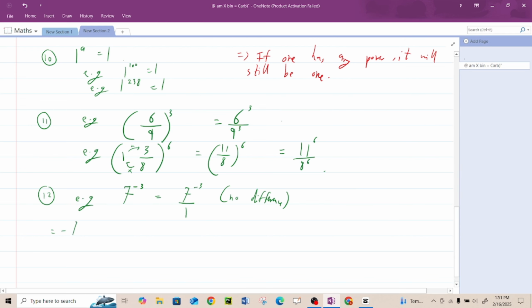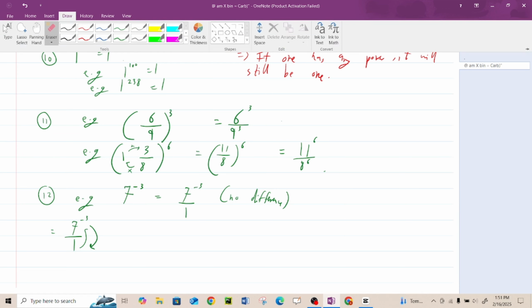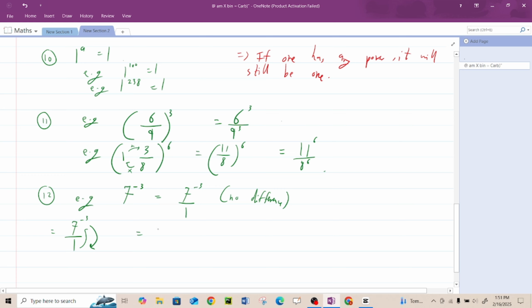That would mean 7 power negative 3 divided by 1. If I want to make the power positive, I will flip the entire equation. Meaning 1 comes up and this comes down. So it's not negative, this is plus. Sorry, let me erase this so we don't get confused. Now, that means 1 comes up, 7 goes down. Now the power becomes positive.